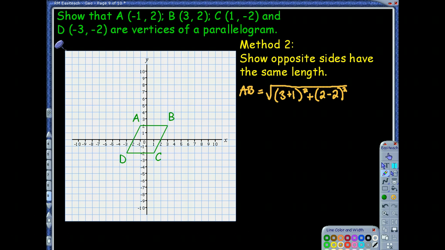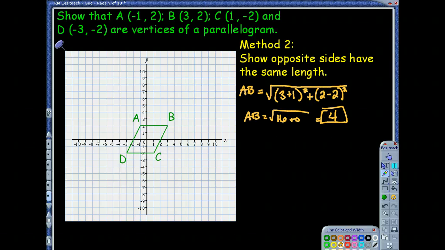So the difference in the x value squared plus the difference in the y value squared. Great. So if I simplify this a little bit, I've got 3 plus 1, which gives me 4 squared, 16. That's 0, so 0 squared is still 0. So the square root of 16, which is really just 4. There's side AB. Okay, let's move on to the next one.